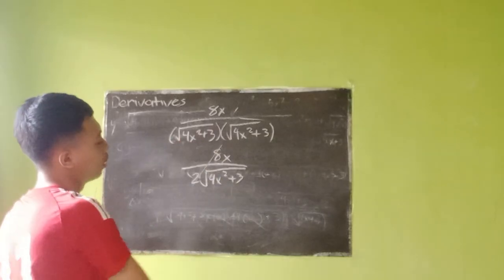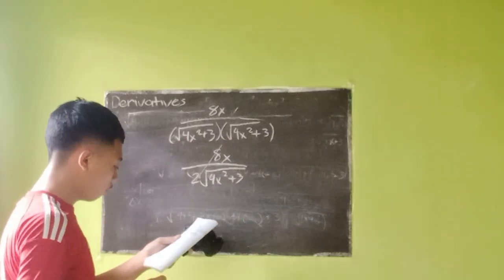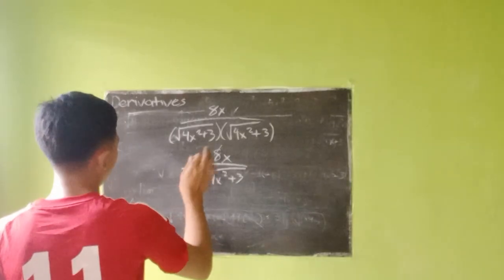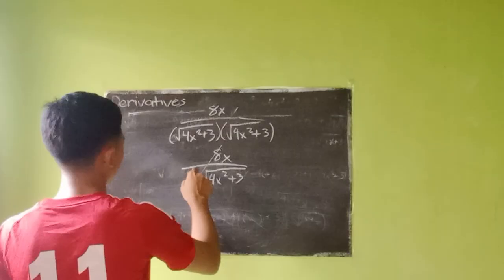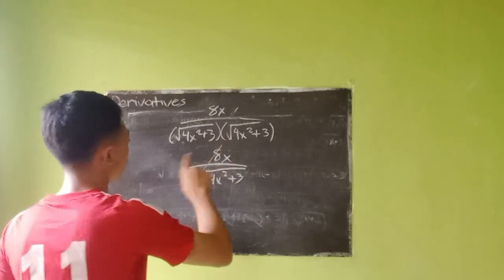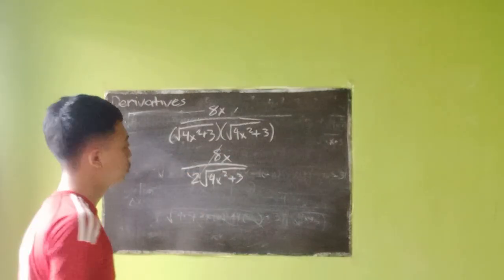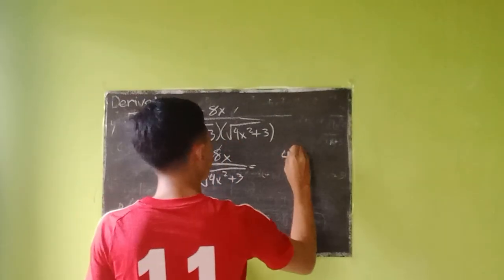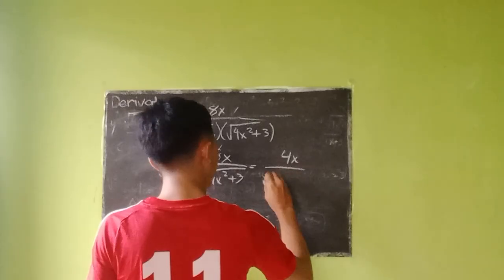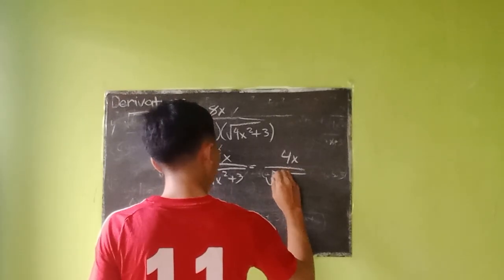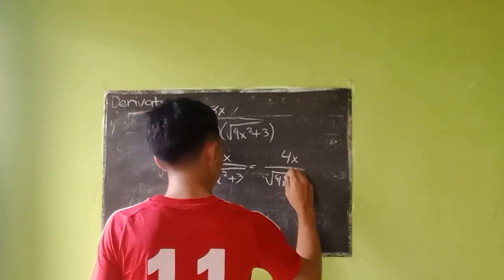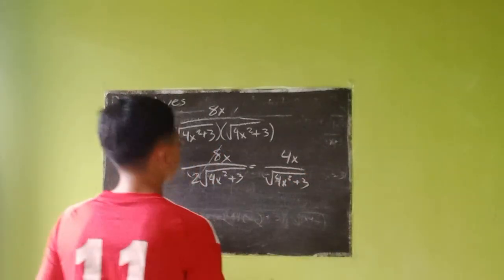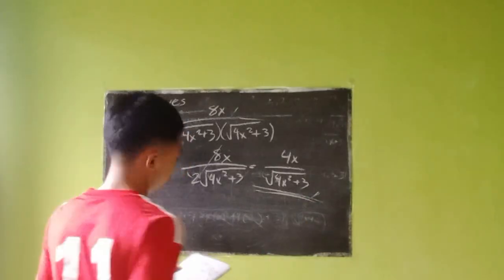divide that by the 8x and the 2x, which leaves you with this one being 1, and this one divisible by 2. This will be answered with 4x, then square root of 4x squared plus 3. This is your final answer.